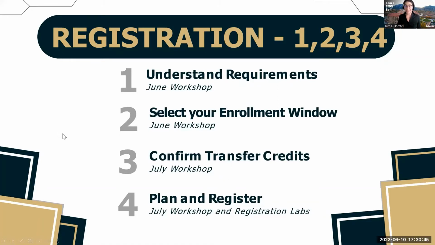The next part of our presentation today covers registration. Registration 1, 2, 3, 4. And I'll point out that the June workshop primarily focuses on the first two steps. Those are understanding your degree requirements and selecting an enrollment window. Things like confirming which transfer credits you may have, using your degree audit, and planning and registering for classes will be covered in our July workshop.